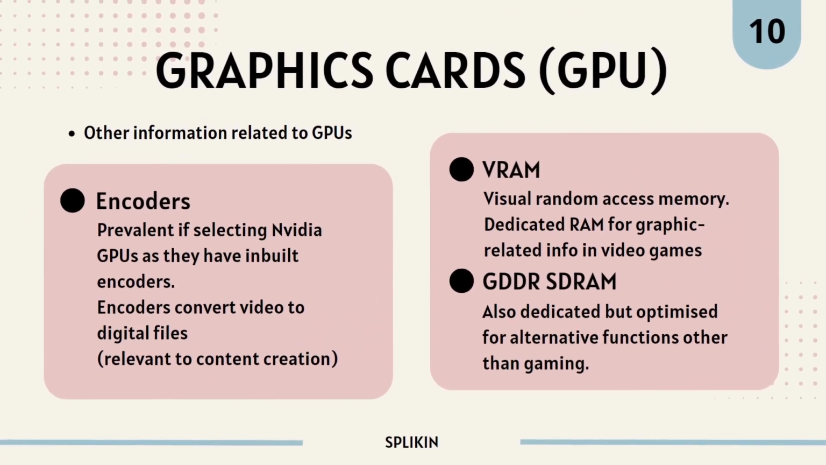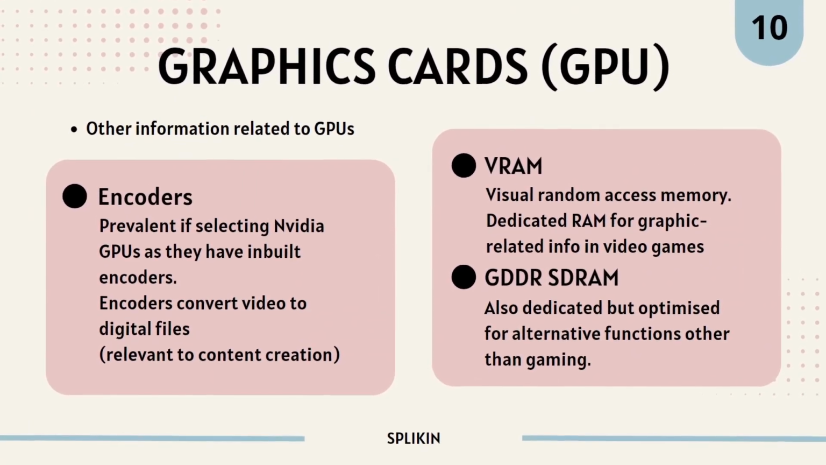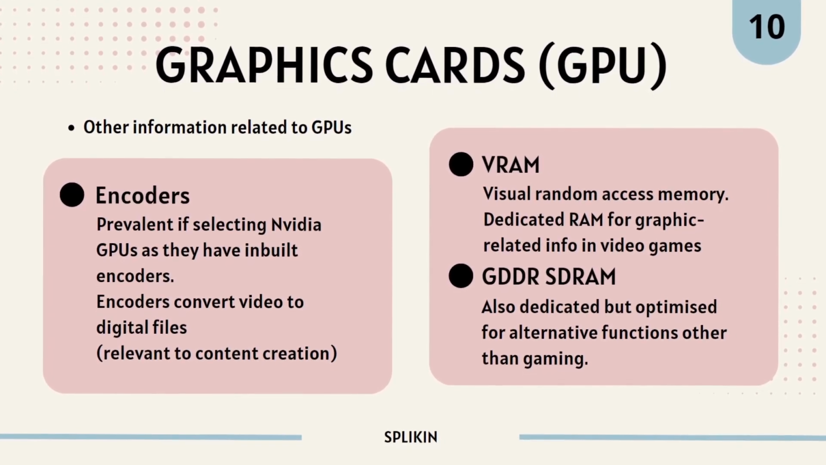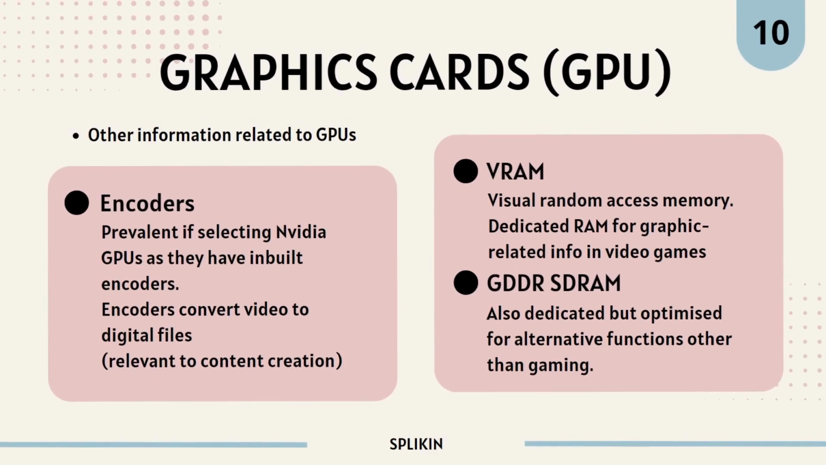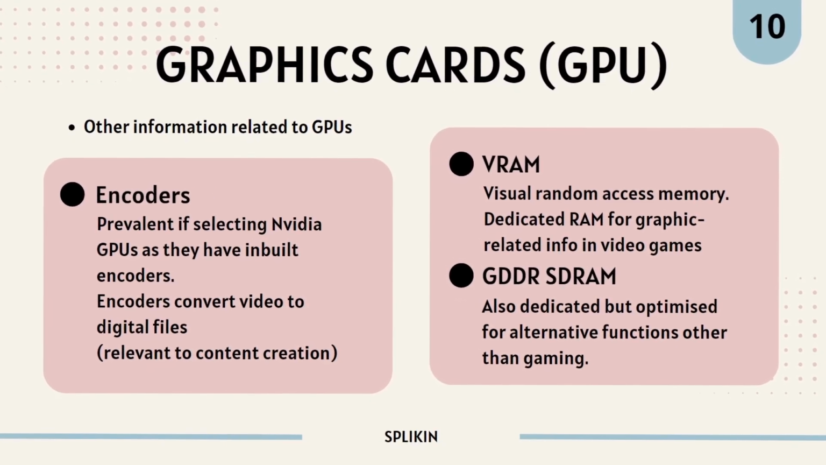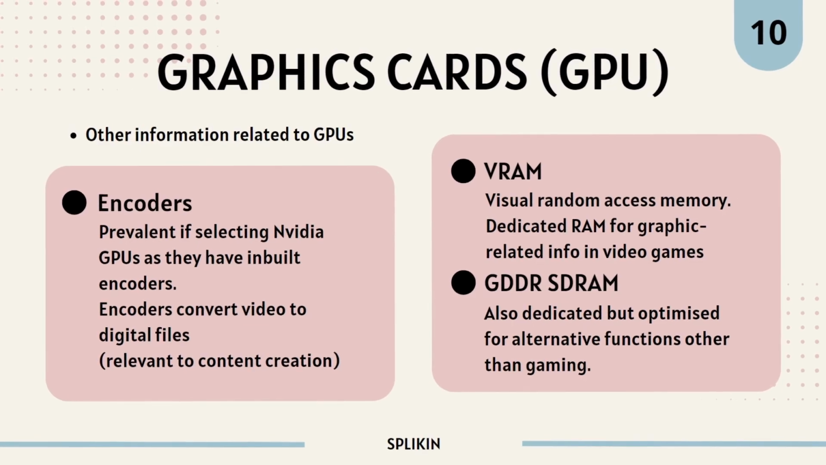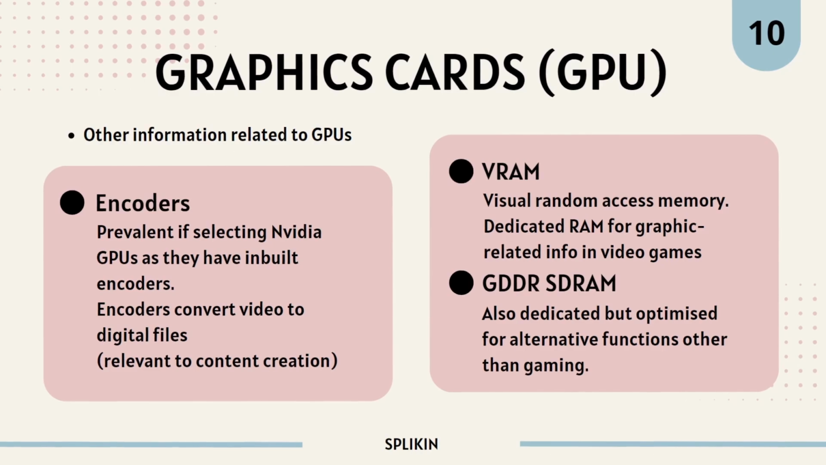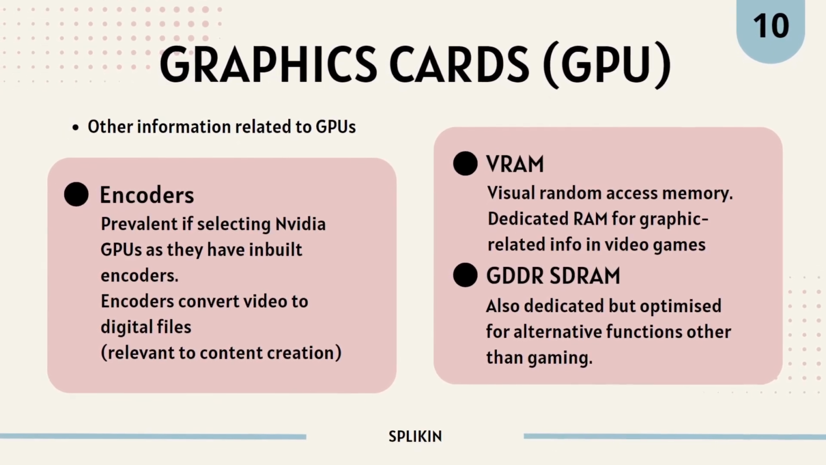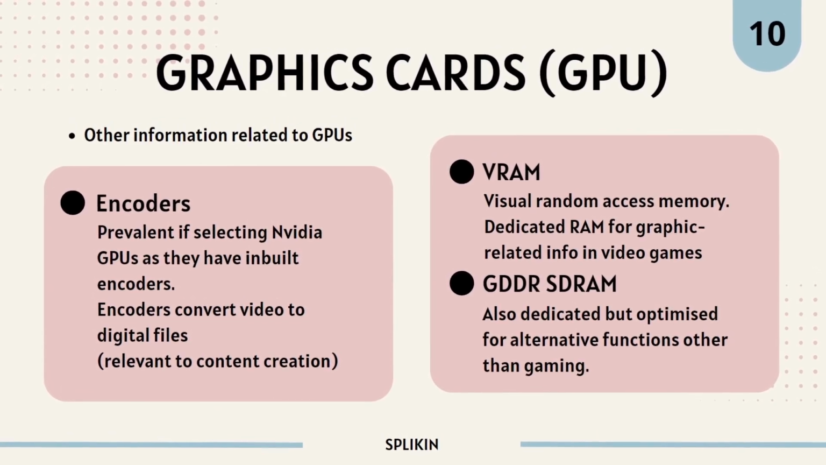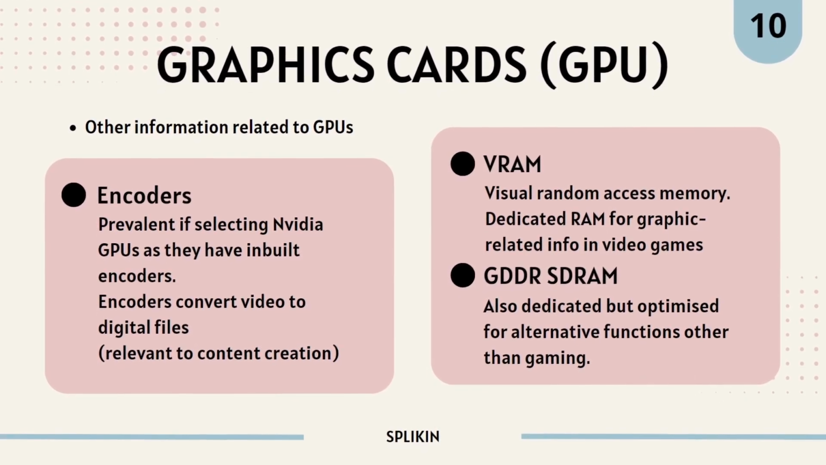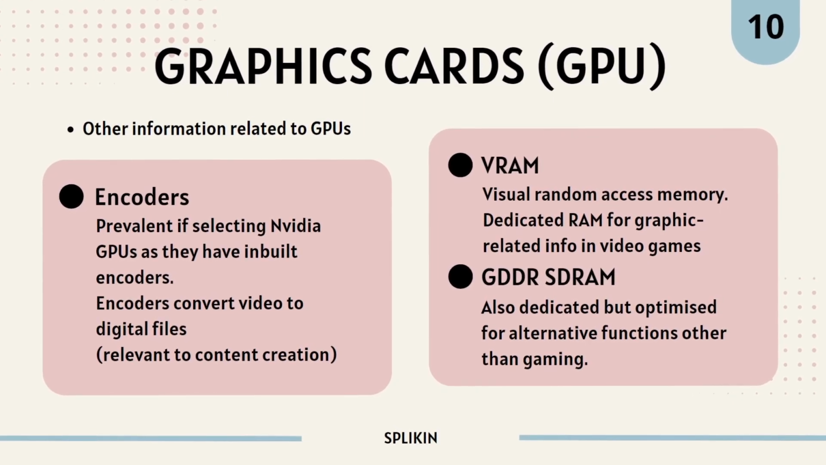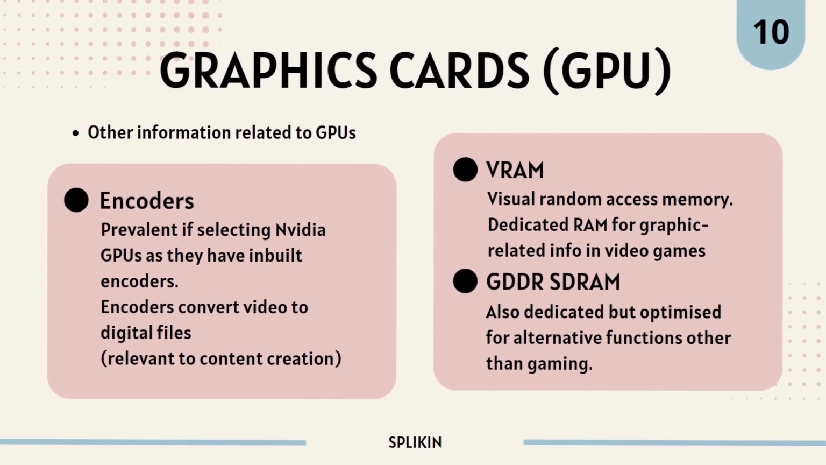Encoders are only really important if you decide to create content. Encoders basically convert video to digital files. So if you use editor software like DaVinci Resolve, an encoder on your graphic card will help immensely. NVIDIA GPUs always come with inbuilt encoders. VRAM refers to the visual random access memory, essentially short-term memory that is exclusive to graphic-related information. This VRAM is specific to video games. A similar exclusive graphic-related memory is GDDR-SDRAM, which is for graphic-related information of other PC functions, other than gaming.